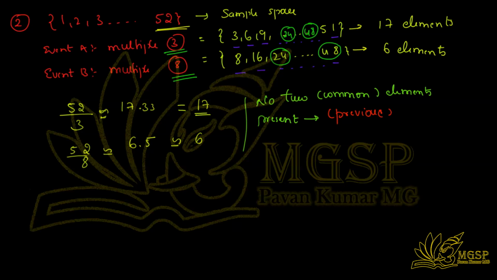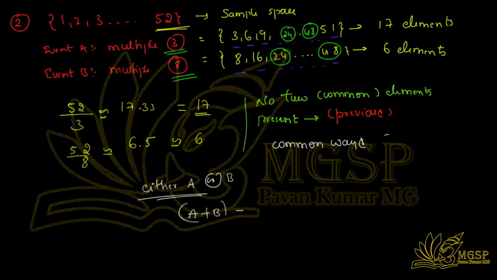So in this case, what you need to do is subtract. When you subtract the common ways, you will get the total number of ways, either A or B, which is A plus B minus the common ways.